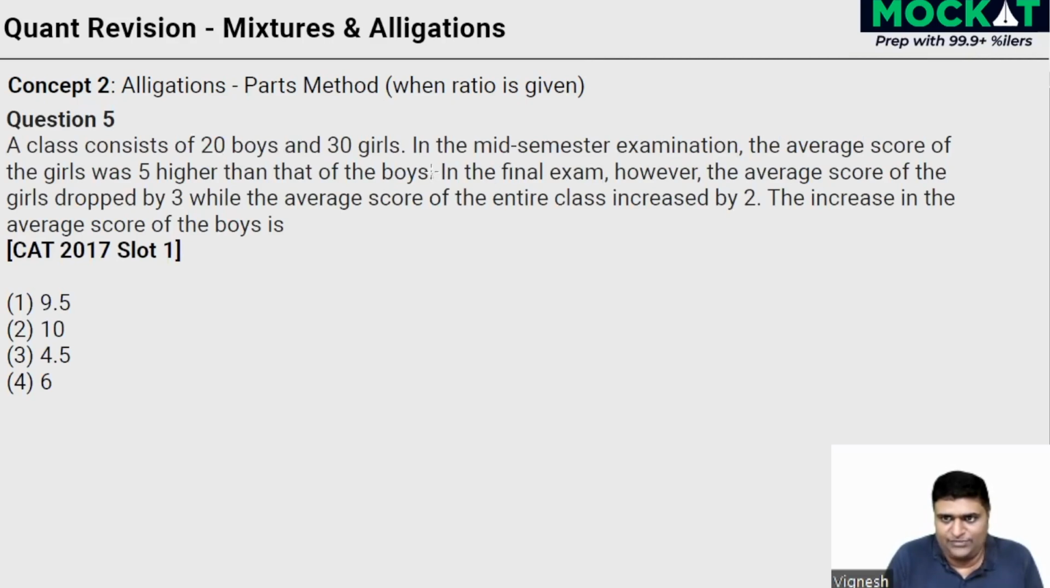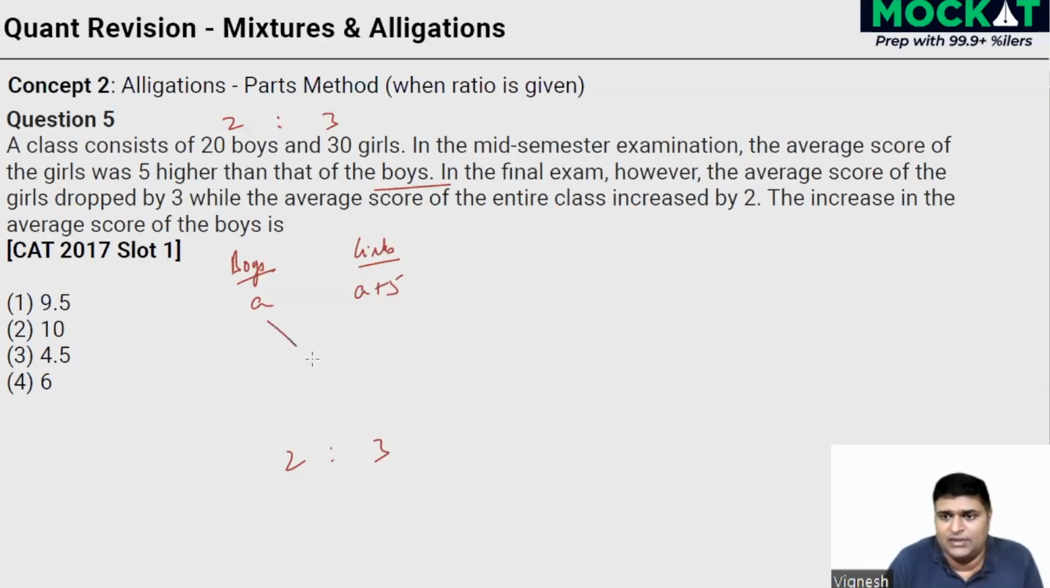A class consists of 20 boys and 30 girls. In the mid-semester examination, the average score of the girls was 5 higher than that of the boys. Okay, we have 20 boys and 30 girls. We can say 2:3 is the ratio of boys to girls. So if I say boys over here is A, girls over here is going to be A plus 5. The ratio over here is 2:3. In the final exam, however, the average score of the girls dropped by 3, while the average score of the entire class increased by 2.